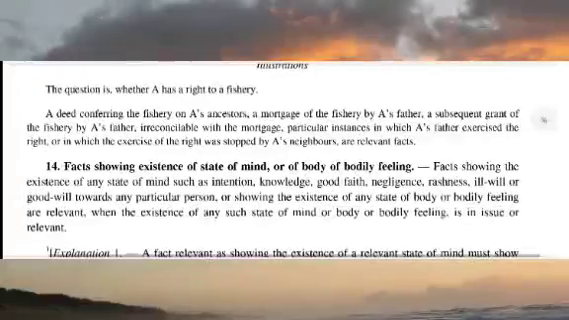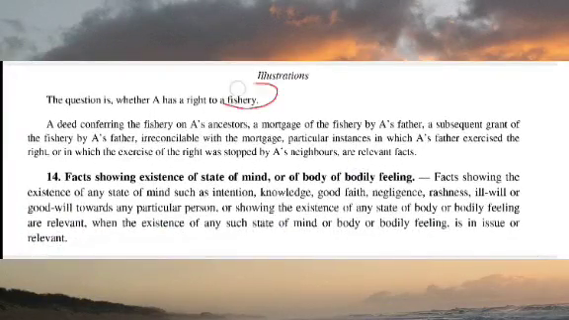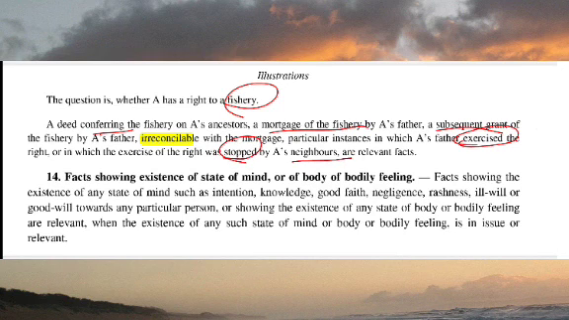Then comes the edit conferring the fishery. So, illustration: the question is whether A has a right to a fishery. Edit conferring the fishery on A's ancestors, a mortgage of the fishery by A's father, a subsequent grant of the fishery by A's father irreconcilable with the mortgage. Particular instances in which A's father exercised the right, in which the exercise of the right was stopped by A's neighbor, are relevant facts. This illustration is very nice and very important.